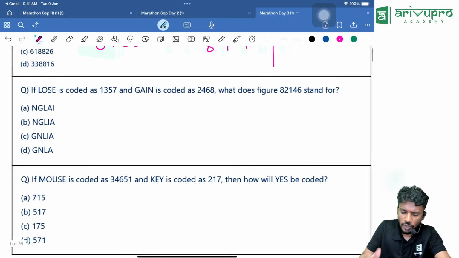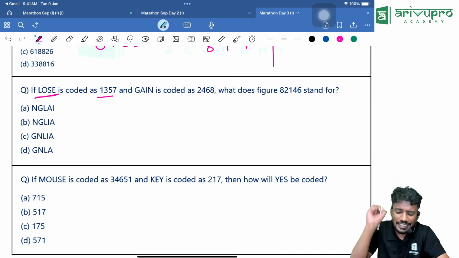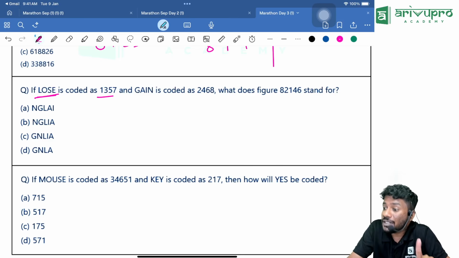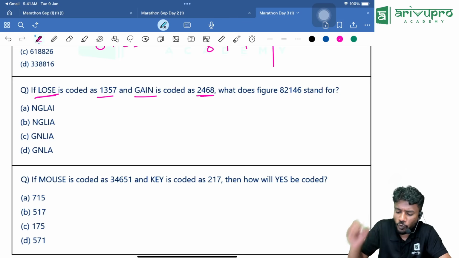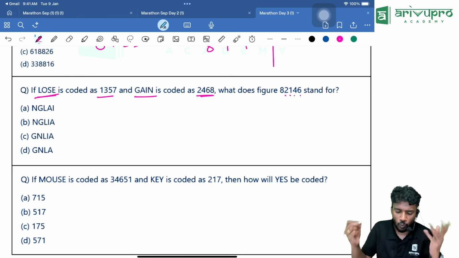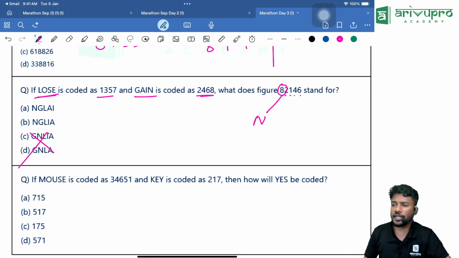Now look at this. Loss is coded as 1357. Gain is coded as 2468. Then the figure 82146, what is the question? First we will check 8. 8 means what? N. That means option C and D are wrong.